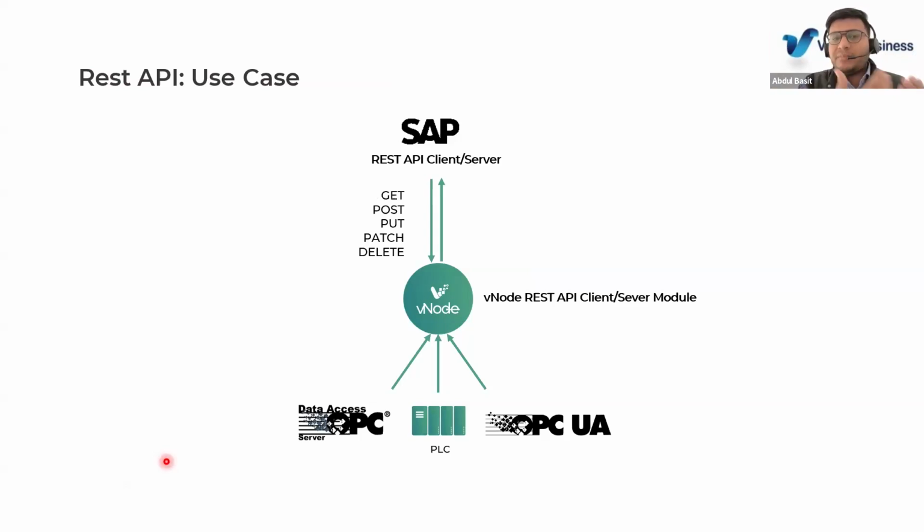And SAP can be, for example, REST API client and REST API server. So based on the configuration, we can choose our connectivity platform, which is called vNode. It will collect the data.